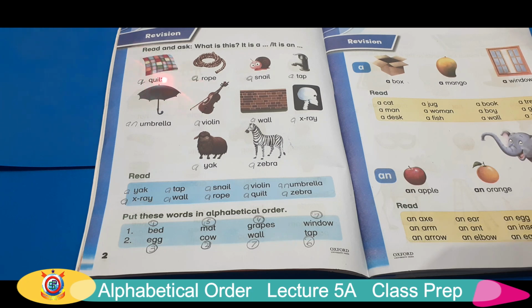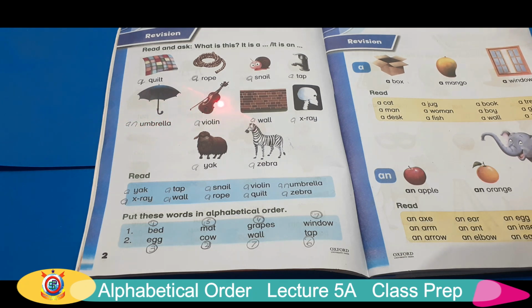Quilt. A quilt. Rope. A rope. Snail. A snail. Tap. A tap. Umbrella. An umbrella. Why we put here an? Because the starting letter is vowel.